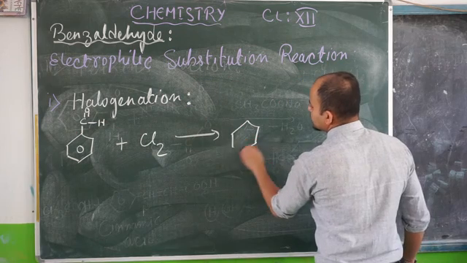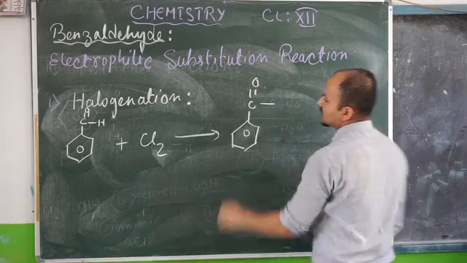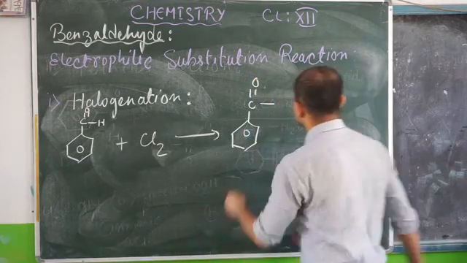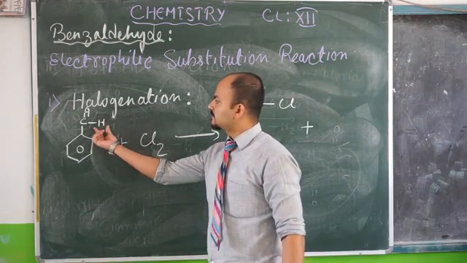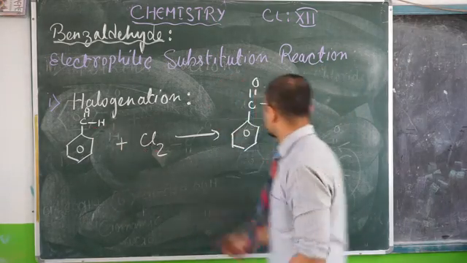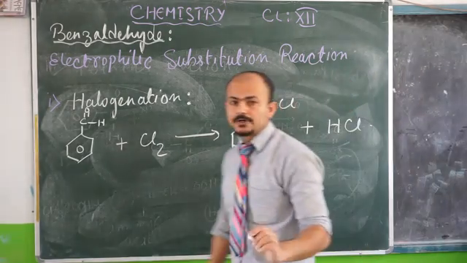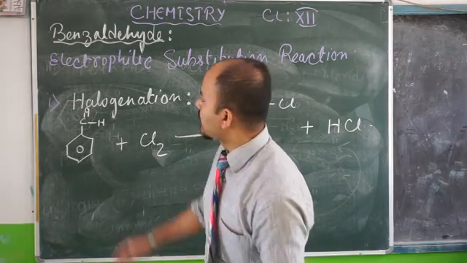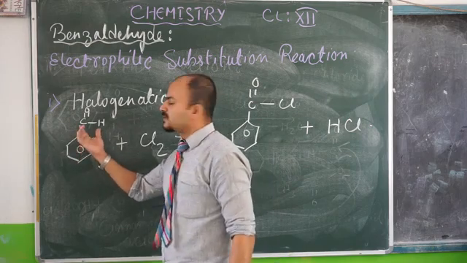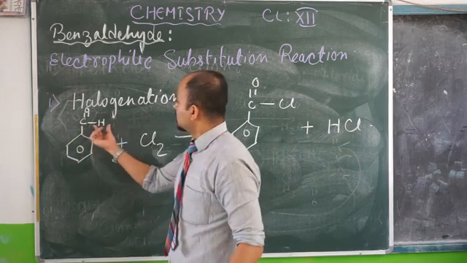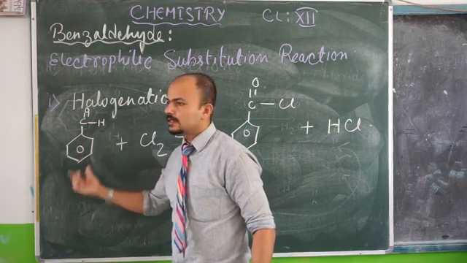So let me write this reaction. C double bond O, this hydrogen has been substituted with chlorine. And what is your byproduct? One hydrogen from here, one chlorine from here will give you HCl. So let me repeat it once again. Halogenation in benzaldehyde takes place more readily along the side chain and not in the benzene ring. Okay?